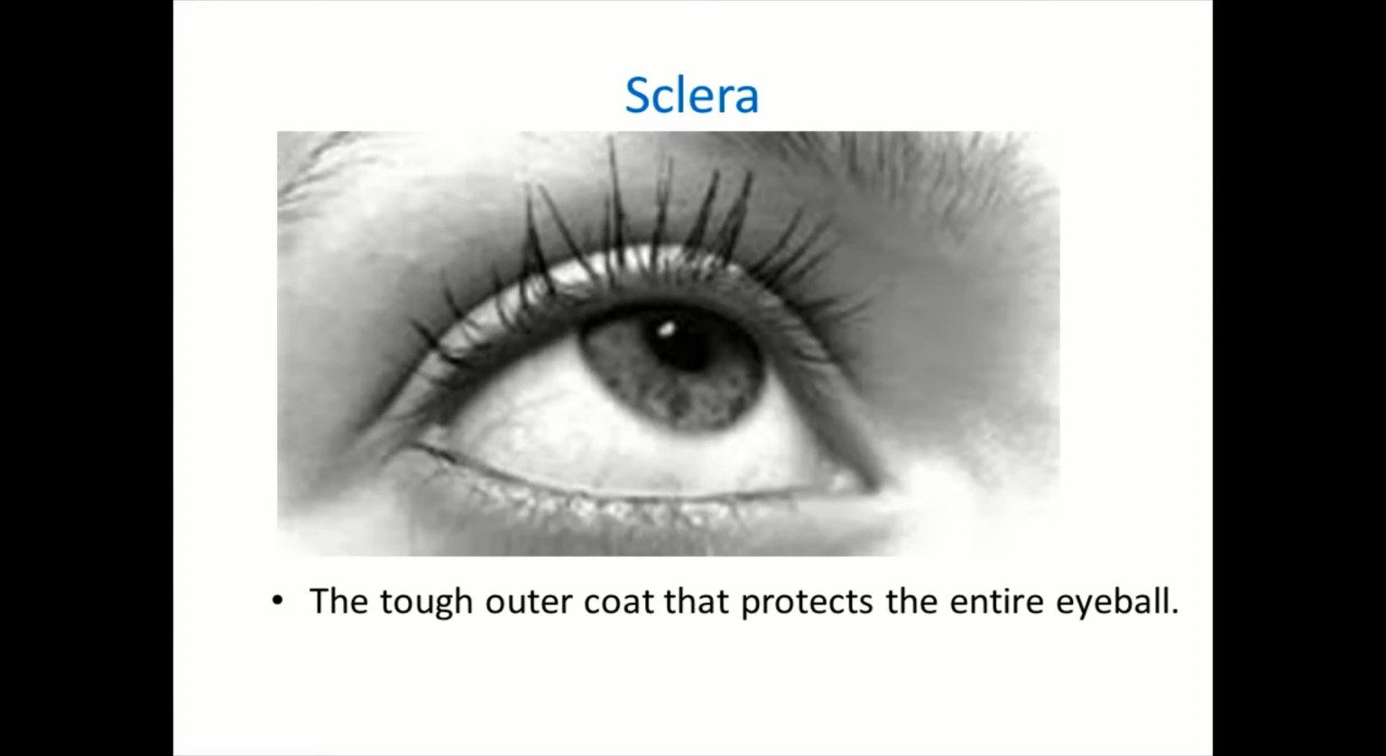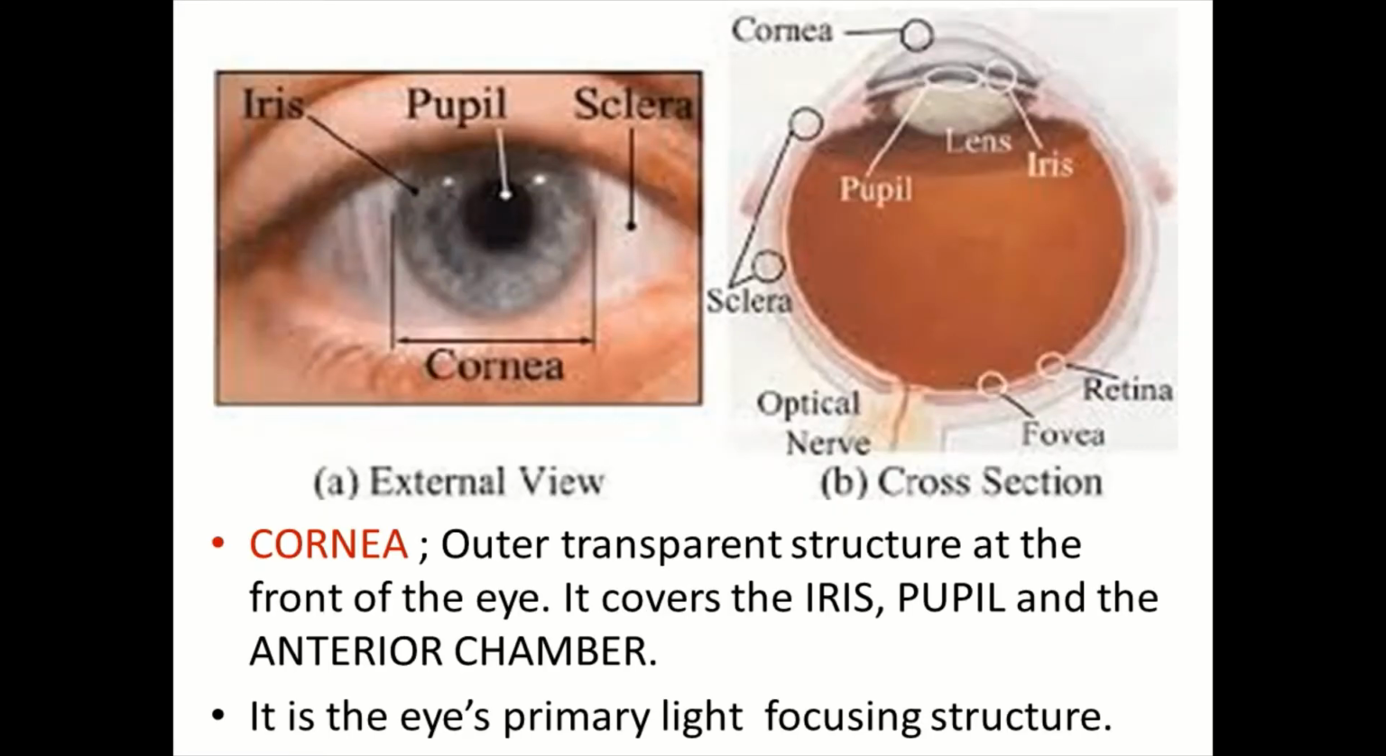Sclera, the tough outer coat that protects the entire eyeball. Cornea, outer transparent structure at the front of the eye. It covers the iris, pupil, and the anterior chamber. It is the eye's primary light focusing structure.